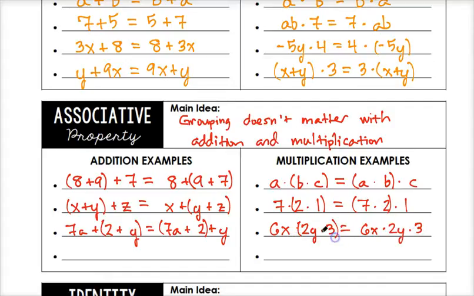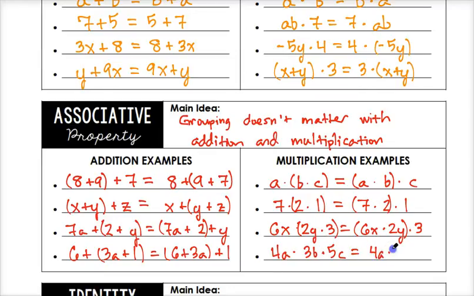And group 2y times 3 on one side and 6x times 2y on the other side. Or I could group 6 plus the quantity 3a plus 1 on one side, and group 6 plus 3a on the other side. So all of these examples, and I know I'm jotting down a lot, but I want you to see all of these examples in your notes, are representations of the associative property. It's when the order doesn't change, but the groupings change in addition or multiplication.